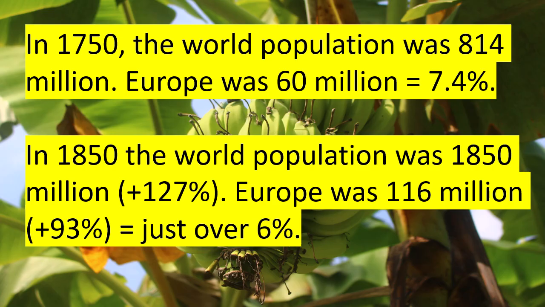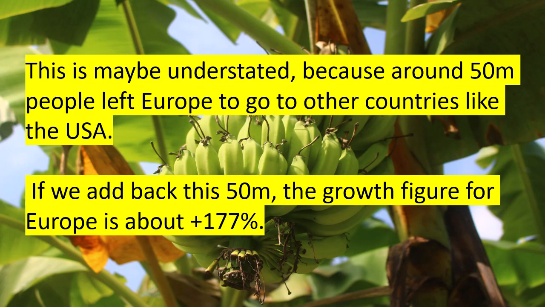In 1750, the world population was 814 million. Europe was 60 million, which was equal to 7.4%. In 1850, the world population was 1,850 million, up by 127% from 1750. Europe was 116 million, up by only 93%, and Europe was about 6% of the total. This may be understated because around 50 million people left Europe to go to other countries like the USA. If we add back this 50 million, the growth figure for Europe is about 177%.